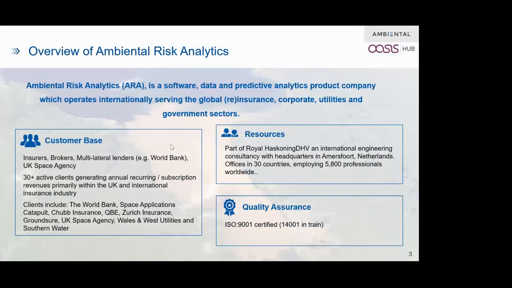Really just a little bit about Ambiental. We're dating back to 2001, 2002. We're specialists in flood, particularly in the insurance and financial sector with the UK, European and global coverage. We have national scale flood models. Some of our clients include the World Bank, the Space Application Agency, Chubb Insurance, QBE, Zurich, and many, many more. We were recently taken over, probably 14 months or so ago now, by Royal HaskoningDHV, which is a global Dutch consultancy, with over 6,500 colleagues across the globe in over 30 countries. We're quality assured as well, so everything we do is quality assured and tested.